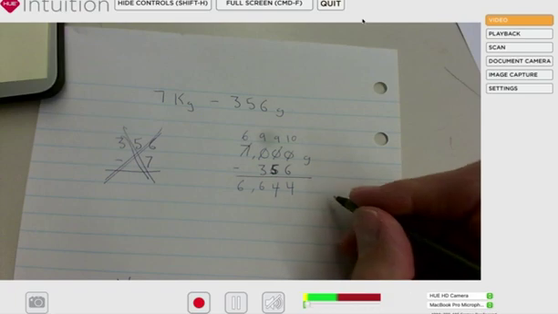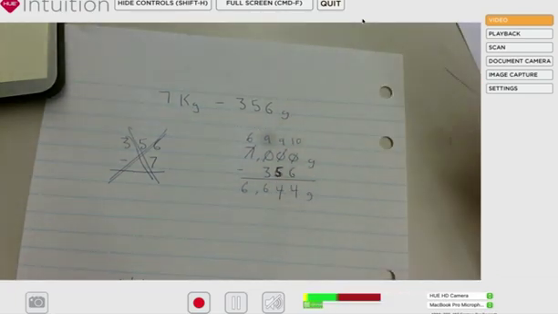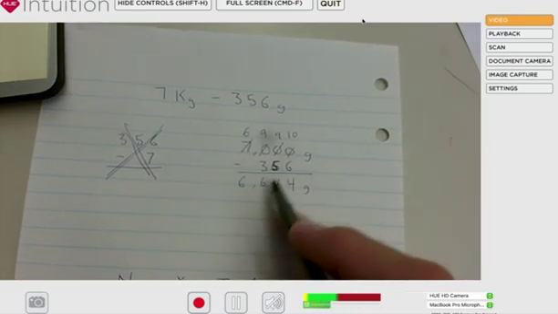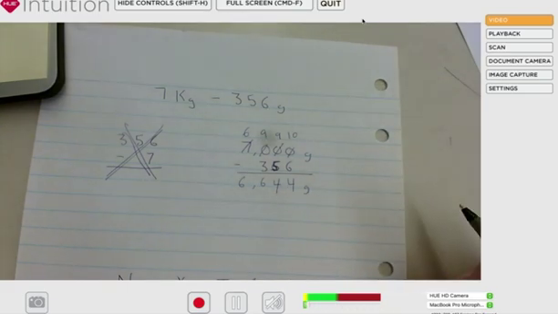Copy that. I don't like that answer. Well, I like the math. I like the subtraction. That was done properly. The problem is the answer only being in grams, 6,644 grams. That's no good.